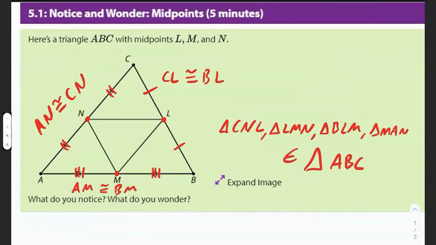Did you also notice they all look to be congruent to each other? Like they all look similar in some way, right? I mean, we don't know about their lengths here, but they certainly do look similar. So if you notice anything else, let me know, because that would be interesting.